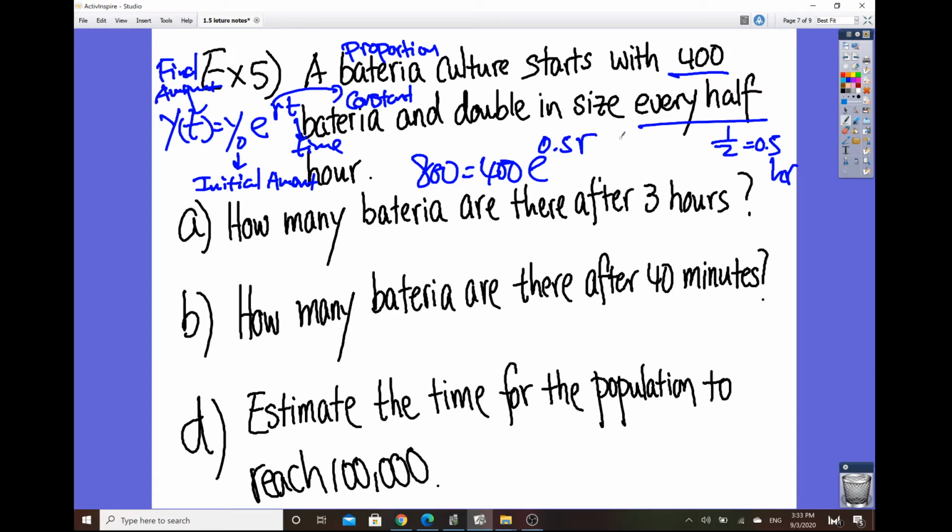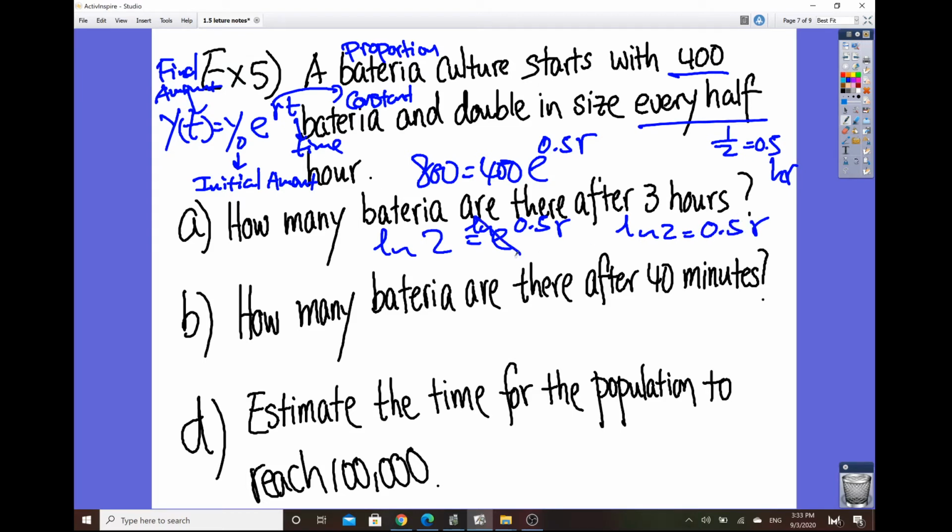And now for the rest of this, we can solve for r first. Again, r is considered the proportion constant. So now let's just solve for r. Divide by 400 both sides, so we do have 2, so that equals e to the power of 0.5 r. And now from here, we want to take the natural log both sides. So we do have natural log of 2, so that equals 0.5 r.